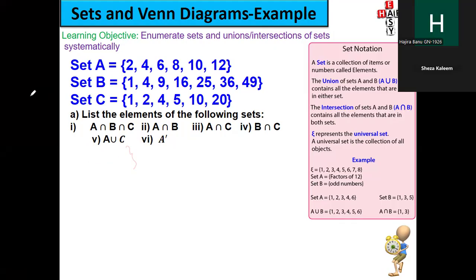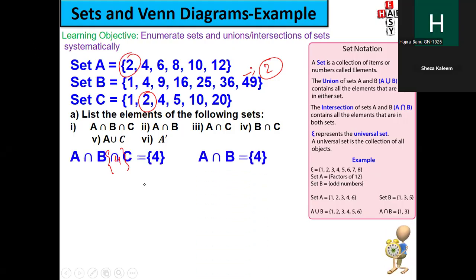For the second one also 4. Hold on for a moment. Here also 2, here also 2, but set B doesn't contain 2, so 2 cannot be written here in the first set. I hope you are understanding that fact. Now A intersection B is again only 4 because only 4 is common between A and B.